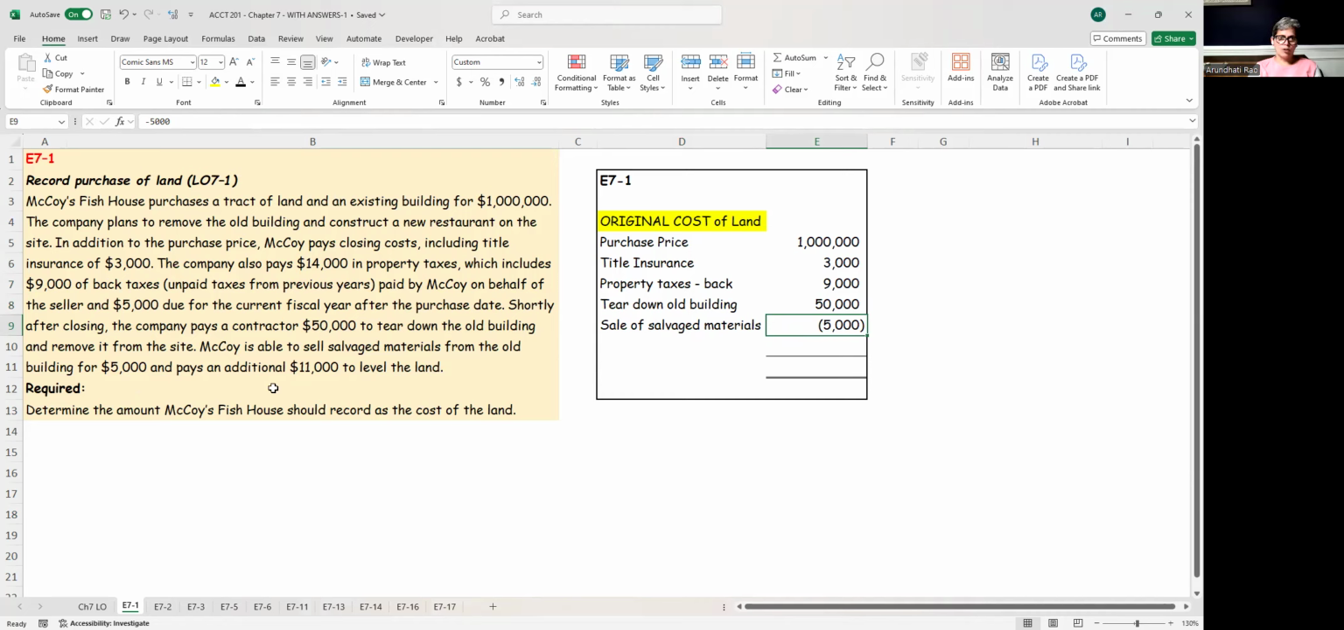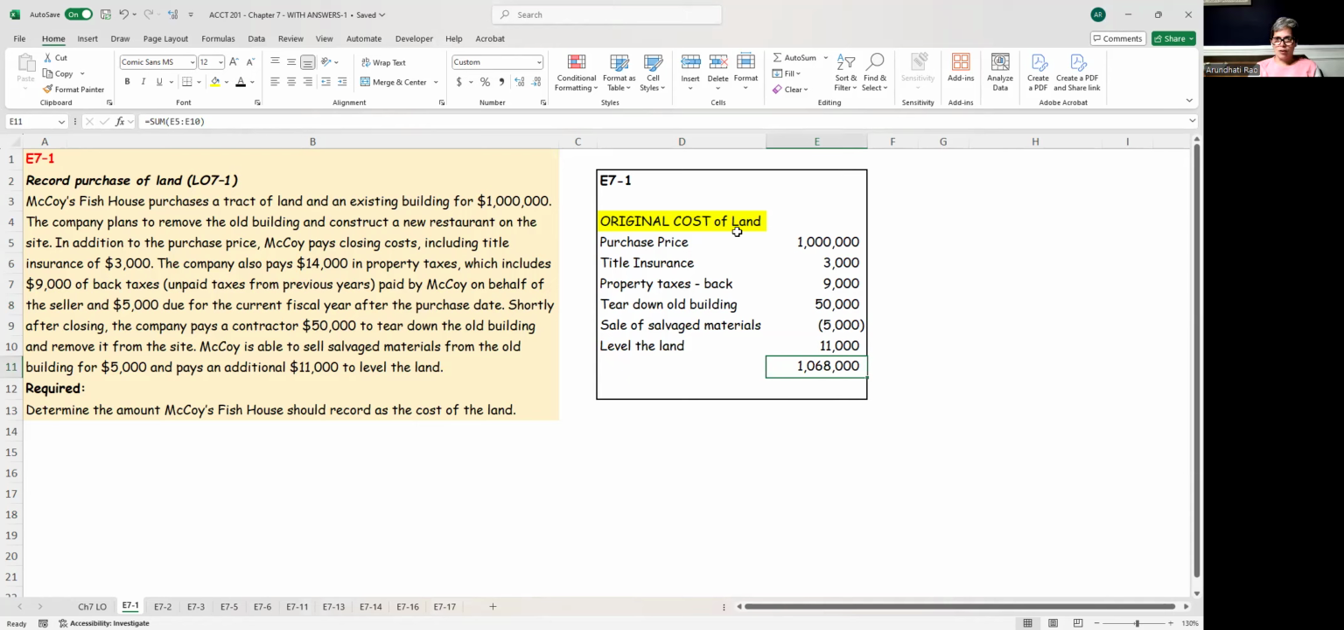And then let's continue reading. I also paid $11,000 to level the land. Again, I'm getting it ready for its intended use. So I add the cost of leveling the land, the $11,000. All this put together is going to be the cost of the asset, and the asset here is land. So in my journal entry, I'll have land debit, $1,068,000, cash credit. I paid cash to various people, but all of that gets debited to land. The $5,000 for property tax in the current year, that journal entry will be property tax expense debit, cash credit.